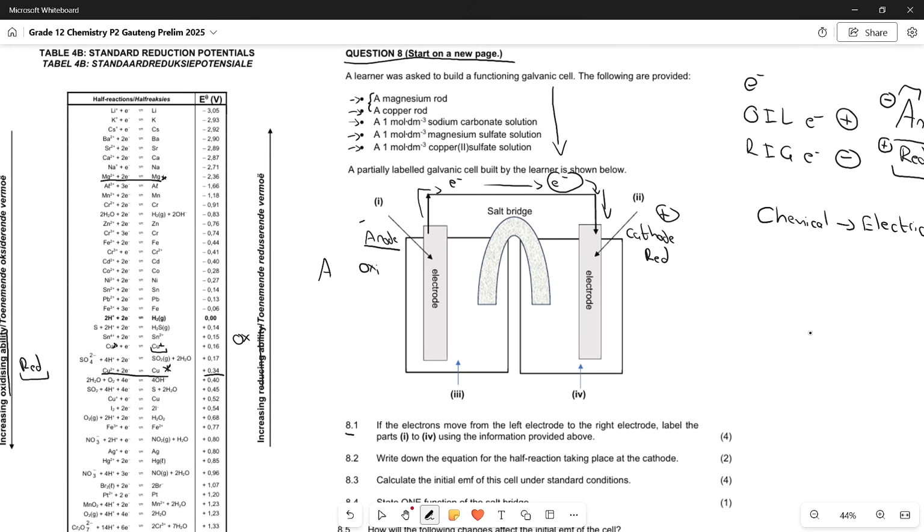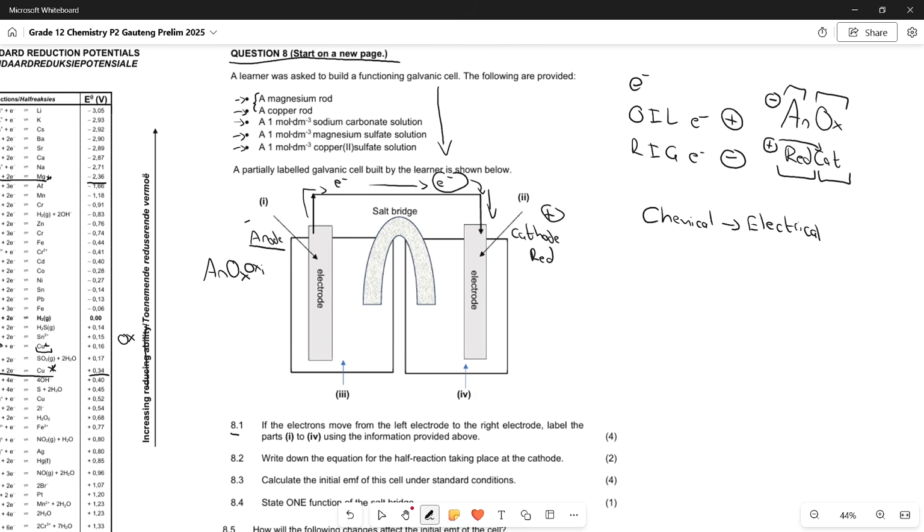So we have oxidation occurring at the anode, and magnesium is higher up on our table 4b with a more negative voltage, which means that magnesium would work best as the negative anode. If we have 1, 2, 3, and 4 over here, we now know that our anode, number 1, will be our magnesium rod. That means 2 over here, our cathode, will be our copper rod by elimination. And that means we've dealt with both of the electrodes.